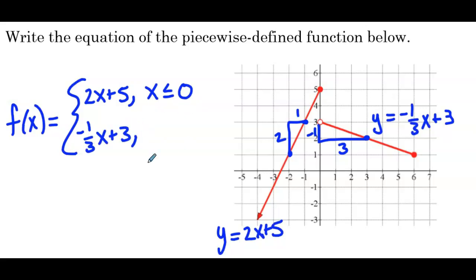And then we need to state the restricted domain. So that's graphed from x equals 0 to x equals 6. But we don't include 0 because that's an open point. So 0 is less than x, which is less than or equal to 6. And there we have the equation of the piecewise-defined function that they graphed for us.